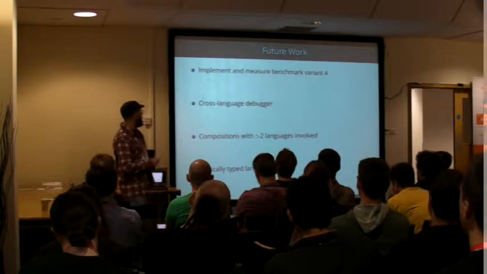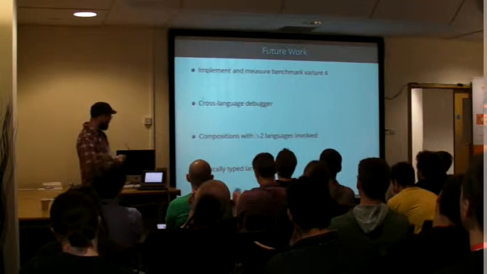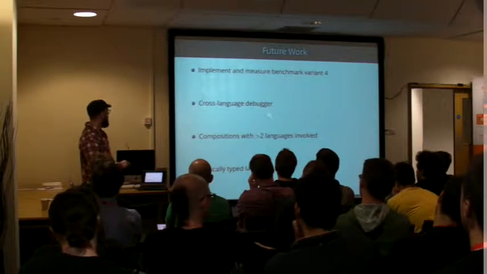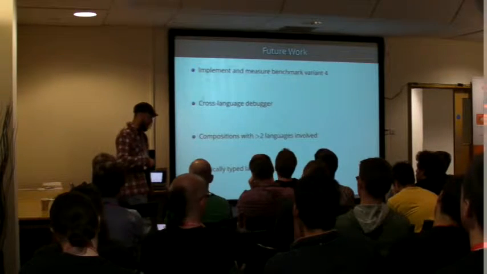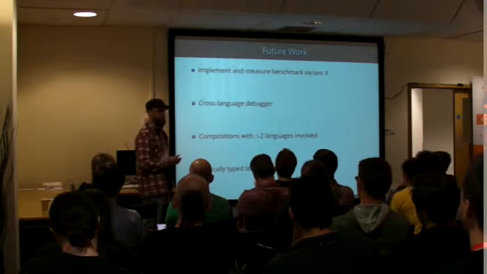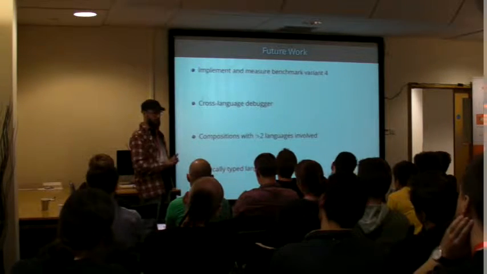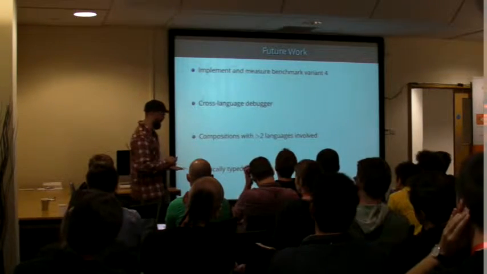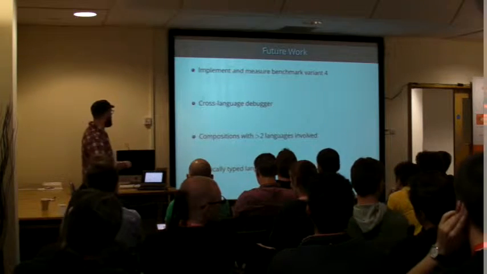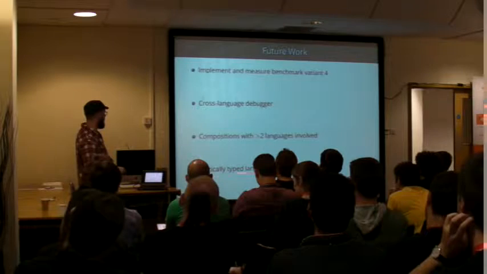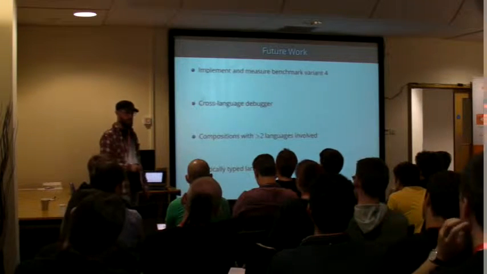In the future, I need to obviously measure that benchmark variant 4. We need a cross-language debugger, desperately. Because whilst we get nice stack traces, we can't interactively debug these programs. I mean, if you attach PDB, it will understand the Python parts, but it knows nothing about the HTML parts. I would like to try a language composition where we have more than 2 languages involved. I'd also like to try a statically typed language to see what happens to performance there.